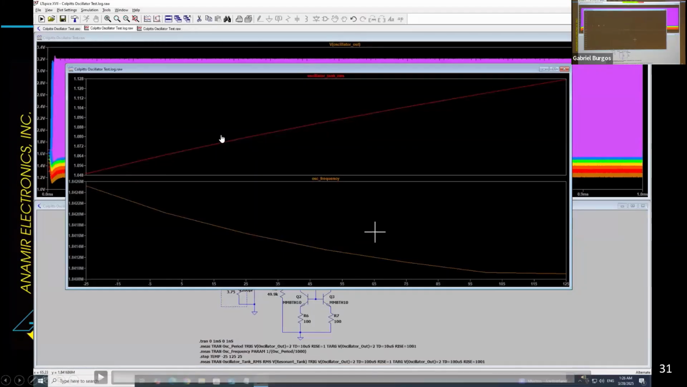Here I graphed, with that Colpitts oscillator, the voltage of the signal, because as temperature changes, the amplitude of the signal will change. You can see how that corresponds. As temperature gets higher, the signal gets smaller. The signal is on top, I think. And then as the temperature gets higher, the frequency gets lower. So there's a change there.